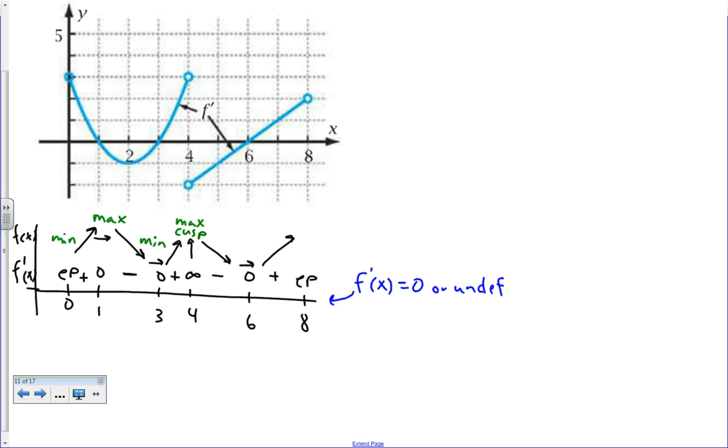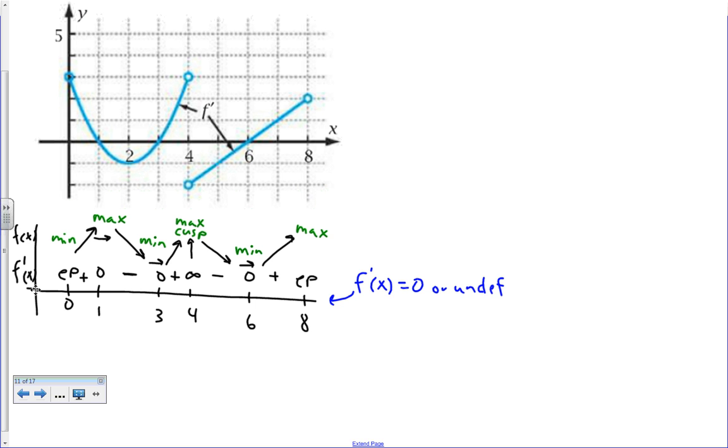From 4 to 6, we're decreasing, and then at 6, we hit a slope of 0 and increase after that, so that must be a minimum at that point. And we increase all the way to that endpoint at 8, so that means that this must be a maximum at that endpoint. All right, so there's the information that we get from the first derivative.